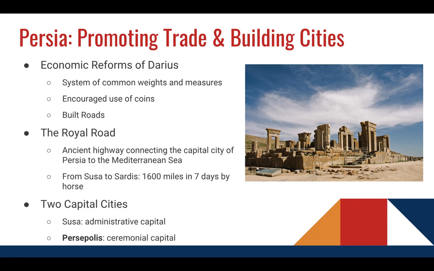And then they also built a ceremonial capital at a place called Persepolis, and that is what you see here in this image. That was where they carried out the crowning of the king, and they carried out other religious ceremonies and ceremonies where people would bring tribute to the king, basically showing their obedience.